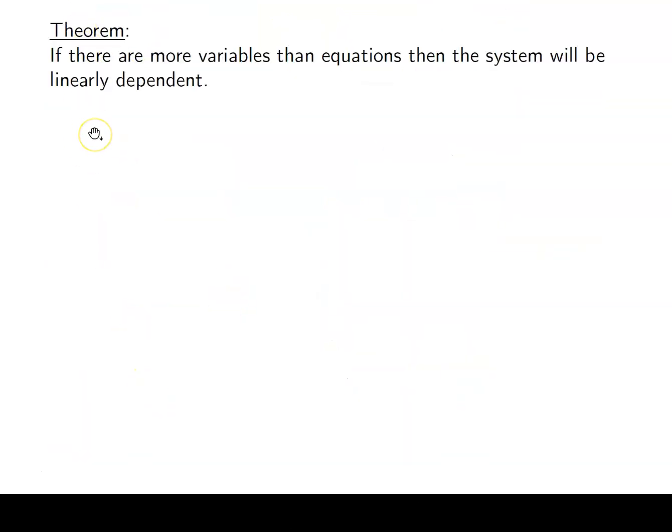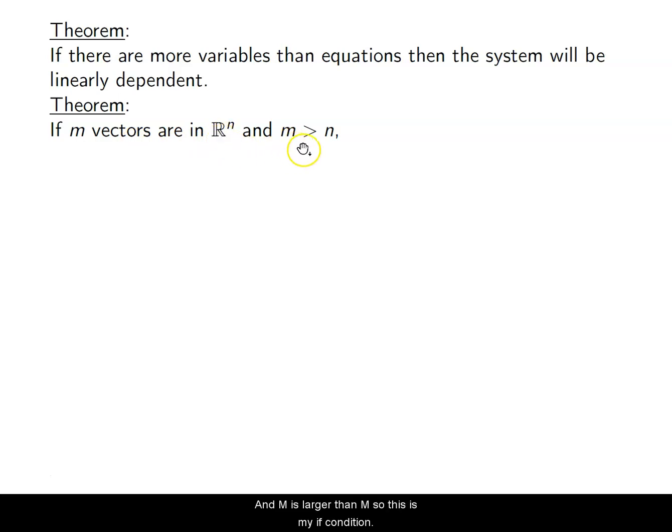It's in my theorem. Remember, theorems go if, then. If this is true, then this is true. Okay, if I have more variables than equations, then the system will be linearly dependent. All theorems work in an if-then sort of fashion. So I just want to bring that to your attention. Here's another theorem. If I have m vectors that have n elements each, and m is larger than n, so this is my if condition. Okay, I'm basically saying that I have more variables than equations.